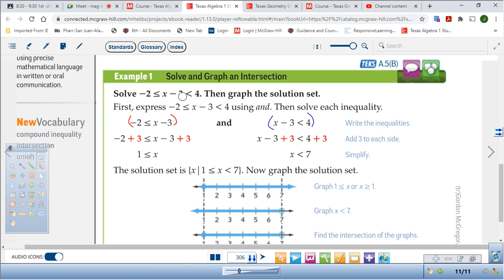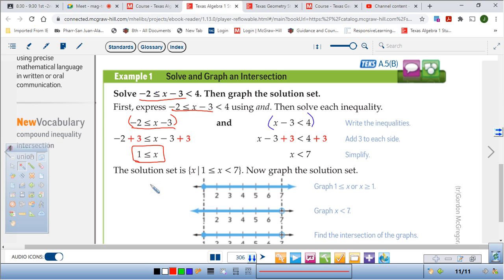Look at the way this is written. When it's written like this, it is an AND statement, okay? So first express the first one. We're going to come out here to the red side. See it right here. We want that x by itself, so we're going to add 3. We wind up with this as my answer.